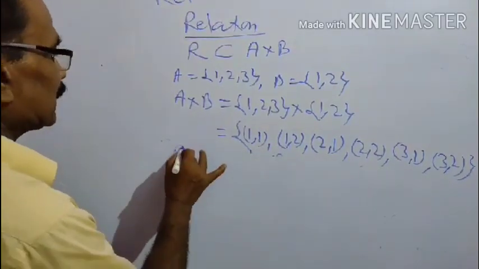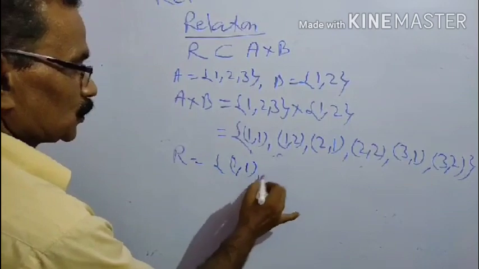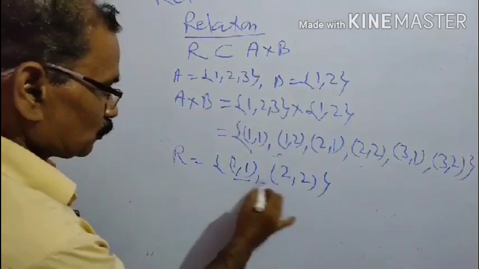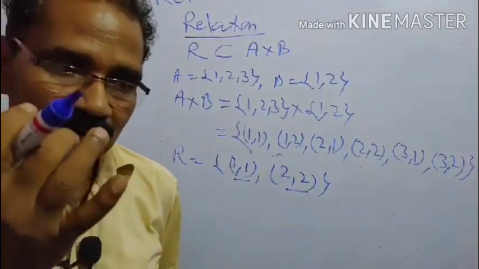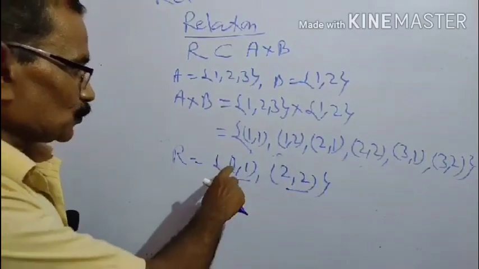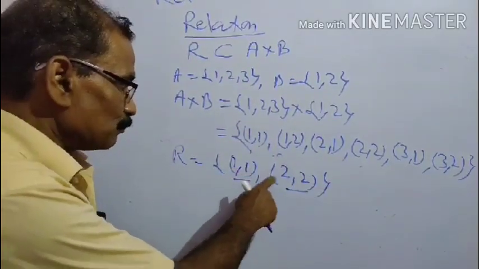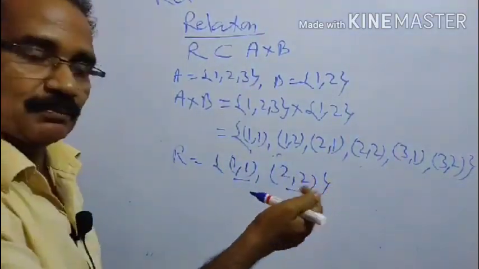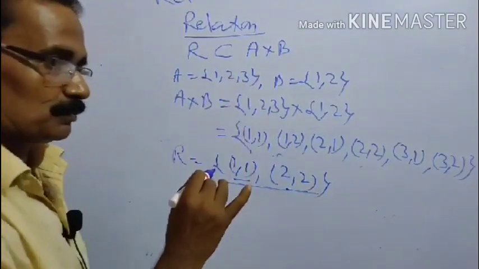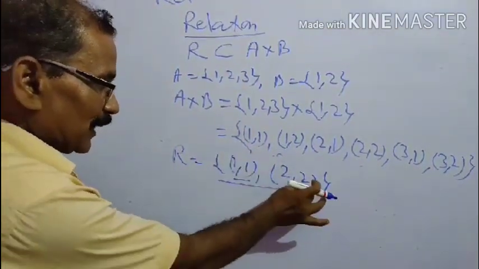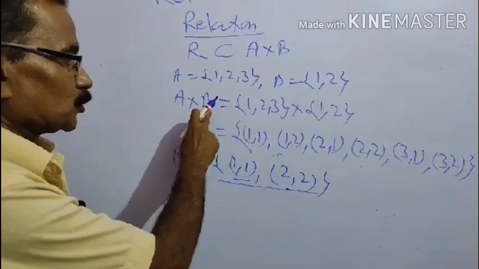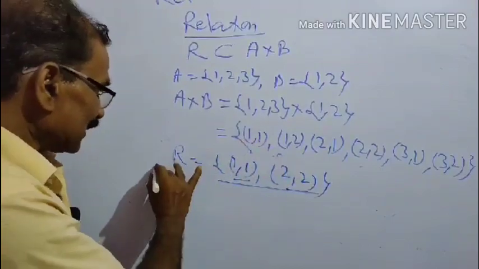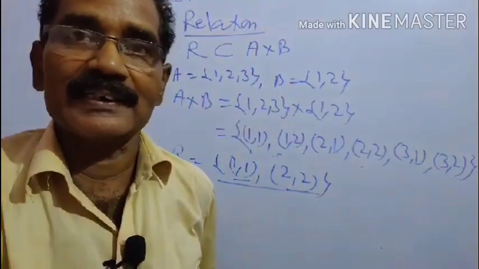Suppose we take another relation, (1,1), (2,2). We take such ordered pairs in which both the entries are the same, that is (1,1) same, (2,2) same. This is also a relation, because (1,1) and (2,2) also belong to A cross B. That is, we take from A cross B. So we can say R is the required relation.